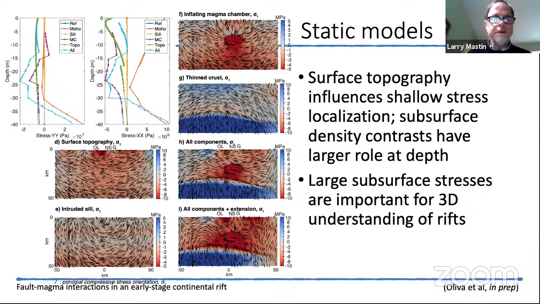I'm probably just misunderstanding something, but it looks like you have stress in the moho plotted all the way to the surface from 40 kilometers depth. And obviously the moho doesn't extend all the way to the surface. So I'm not sure.